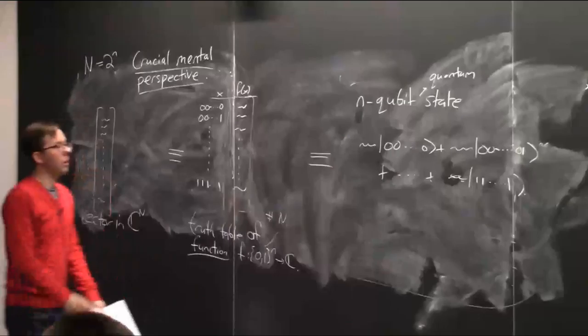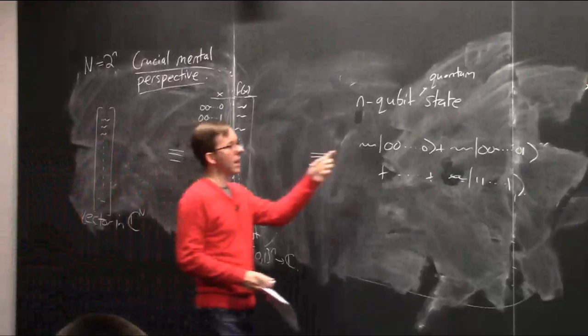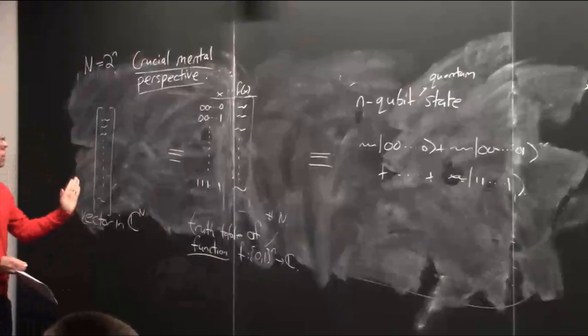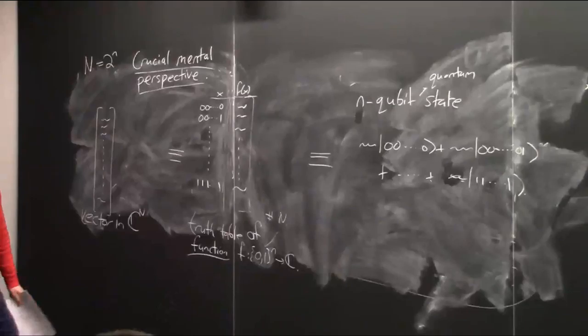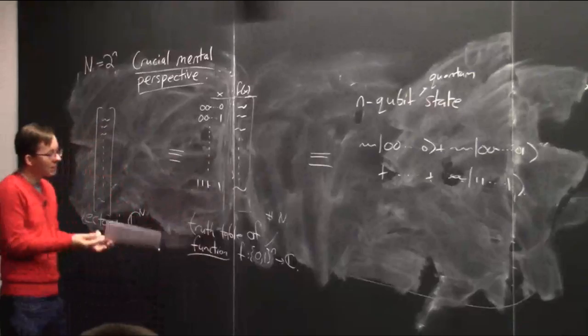OK, there's a bit of a difference here because these 2 to the n numbers, their magnitude squares have to add up to 1. But aside from that, these are all three the same kind of object. And it's really important for this lecture to pass in your mind back and forth between vectors and a function, a function mapping strings into complex numbers.